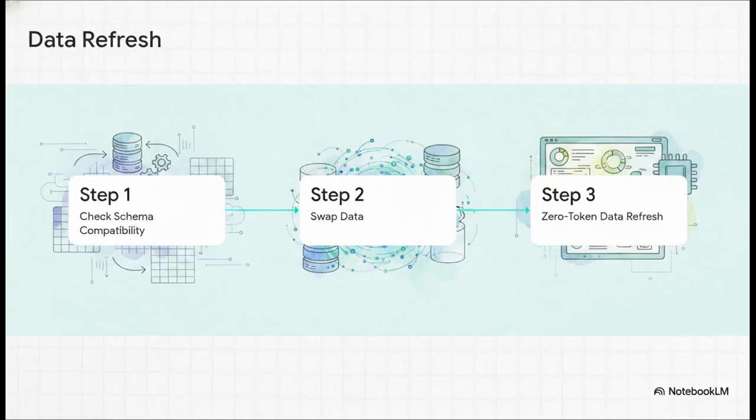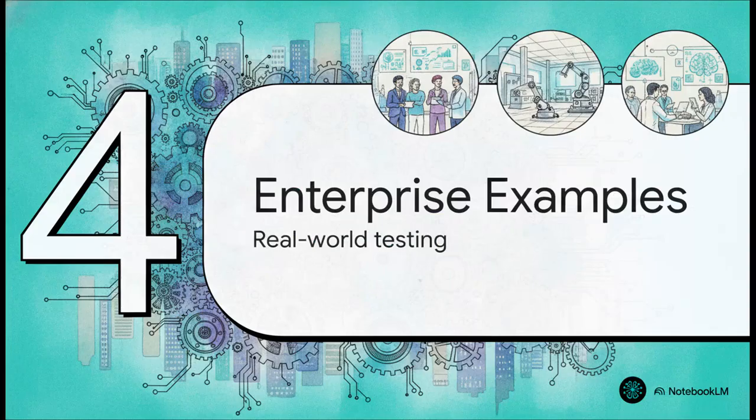So, because we force the AI to obey those strict output constraints, we get this incredible three-step workflow. Step 1. The system checks if your new weekly data has the same exact structure as last week's data. Step 2. It seamlessly swaps the underlying data. And Step 3. The artifact re-renders automatically. The researchers call this a zero-token data refresh. Basically, your entire weekly dashboard updates without spending a single LLM token. How cool is that? All right, Section 4, Enterprise Real-World Examples.